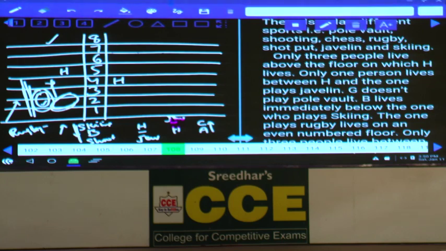And again, what is the other information? B is not living above the vacant floor. B must be below the vacant floor. So if we take the vacant floor here, B must be here. Before B, two will be there, isn't it? Before B, shooting comes.